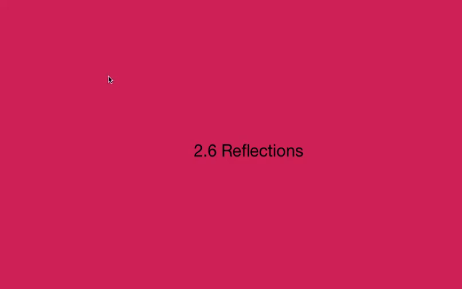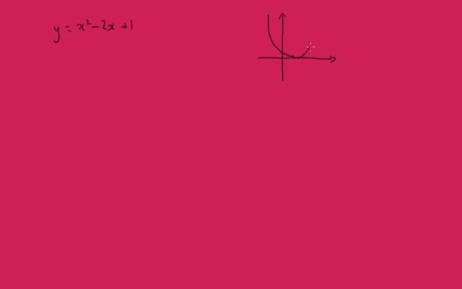Okay, we're going to be looking at reflections. So let's consider, I'm going to need to change the colour on my pen or we won't see a thing. Let's consider this graph, y equals x squared minus 2x plus 1. And we're going to do a wee sketch of that, see what it looks like. Do it here, like that, and it will be something like that, and this will be 1 here.